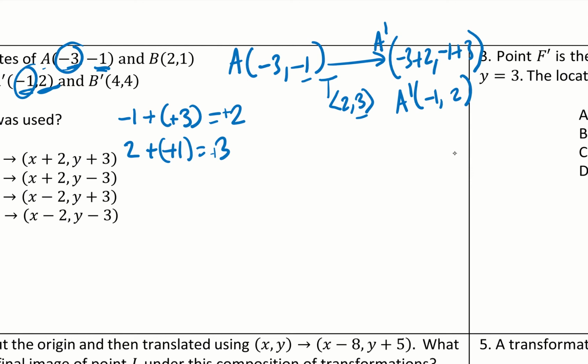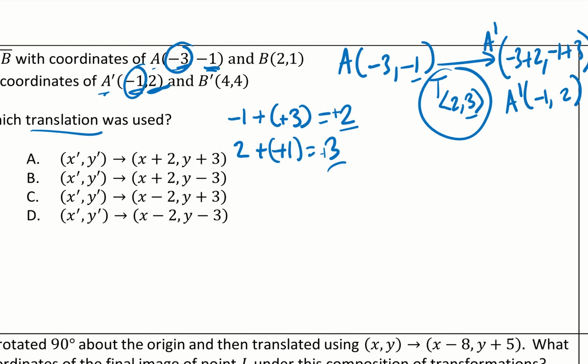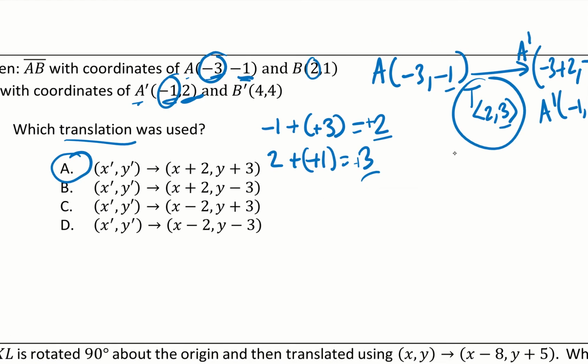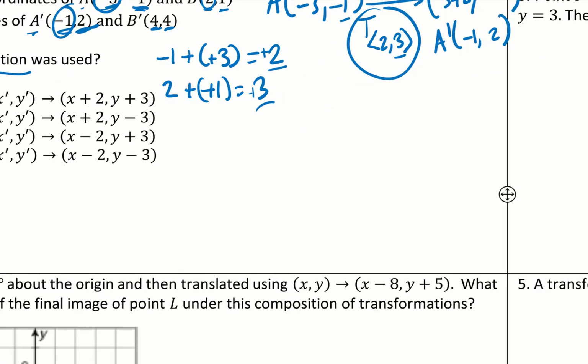And so that makes sense. So that means that's my translation. You add 2 and then you add 3. So the rule is add 2 to the x, add 3 to the y. And that does work for B as well. 2 plus 2 is 4, and then 1 plus 3 is 4. All right, so there's my rule.